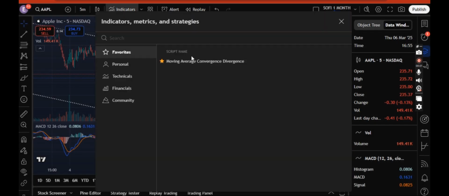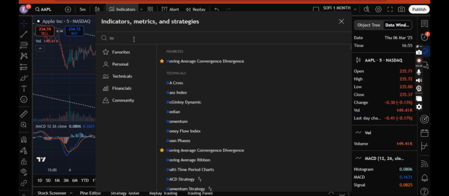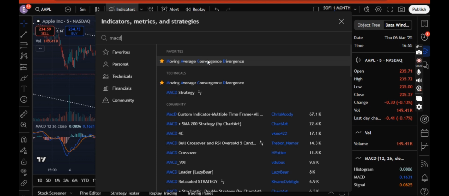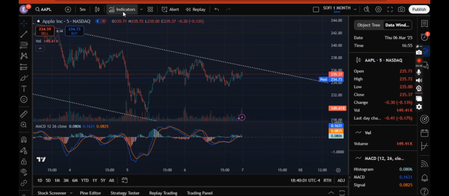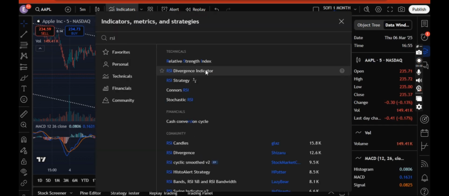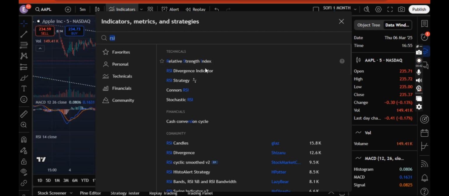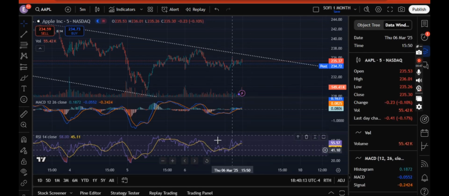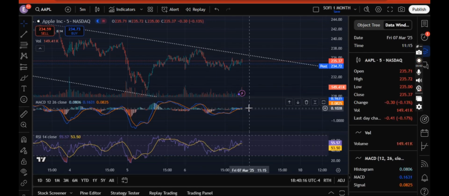You just go into indicators and choose your MACD. You can just search the indicator here, MACD, moving average convergence divergence. Then RSI, relative strength index. Put on your RSI. Now I'm going to show you all my usual setup.